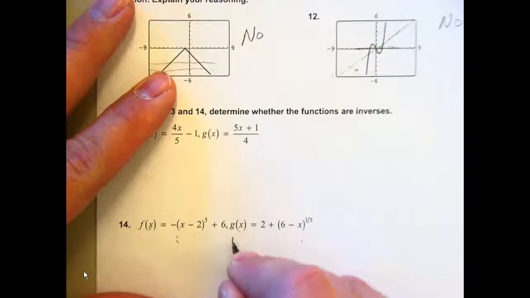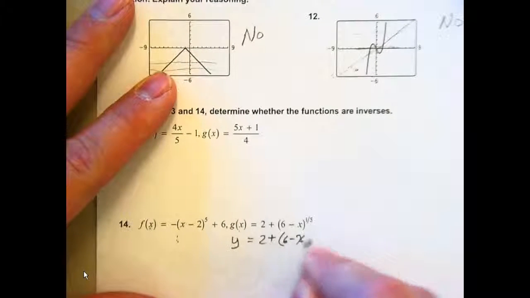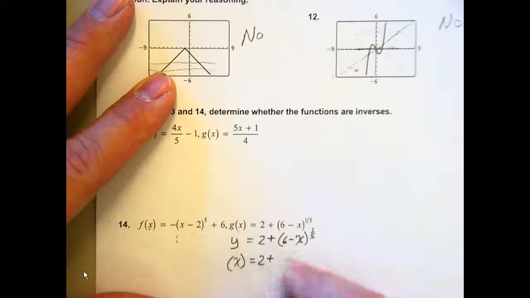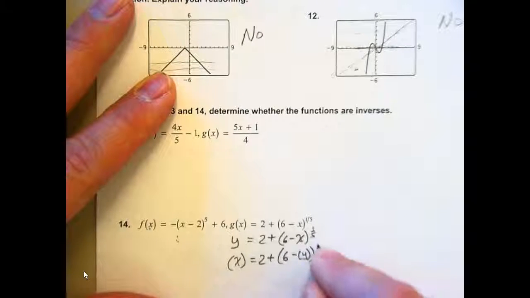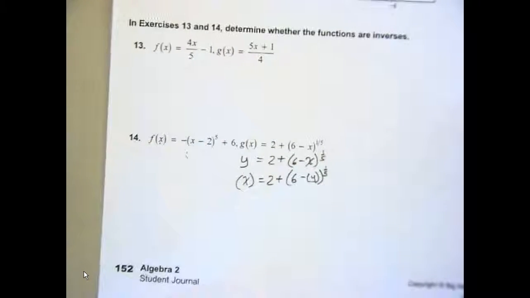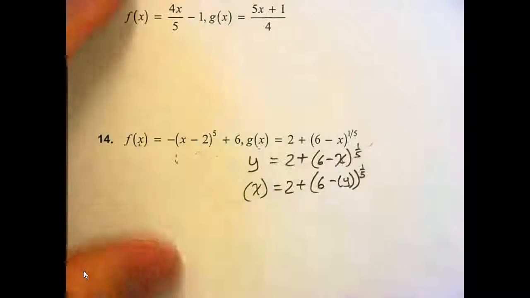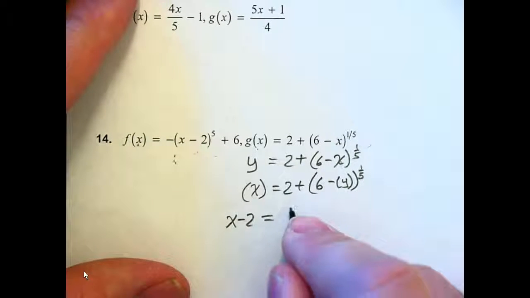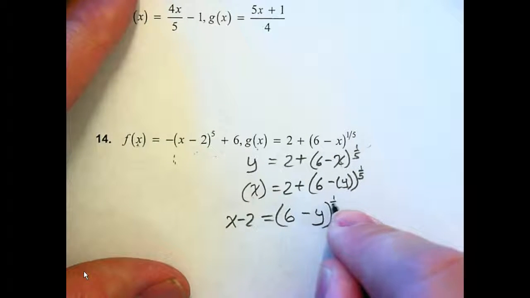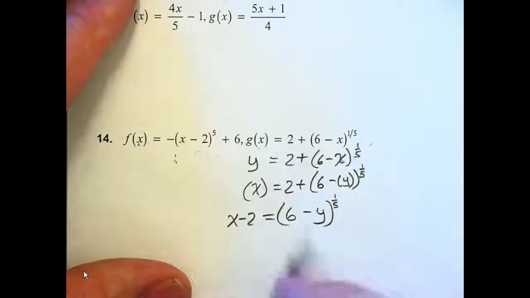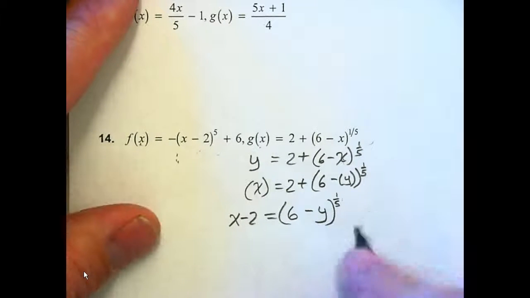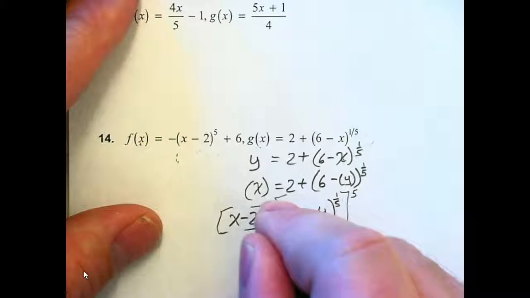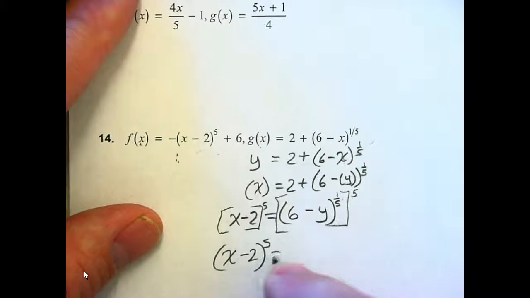So let's call this y. Switch x and y now. I only put those parentheses just so I keep track that I actually did something there. I transpose those. Okay? And then from there, if I want to get y by itself, let's get rid of that too. And if I have a 1/5 power, how do I get rid of the 1/5 power? I have to raise it to the fifth power, okay? The reciprocal power. So by doing that, I get x minus 2 to the fifth power is equal to 6 minus y.